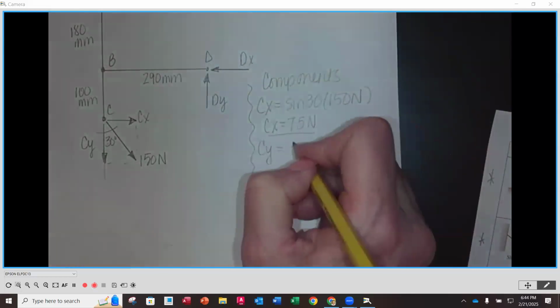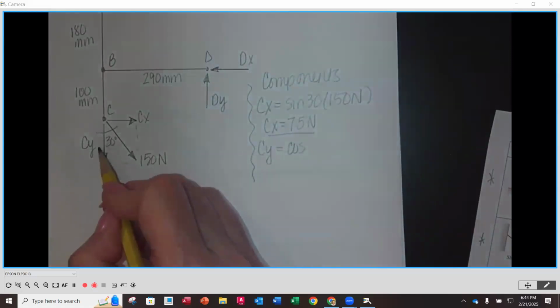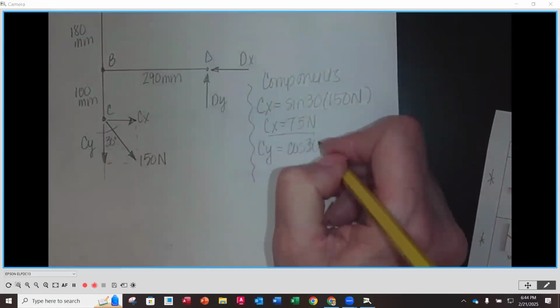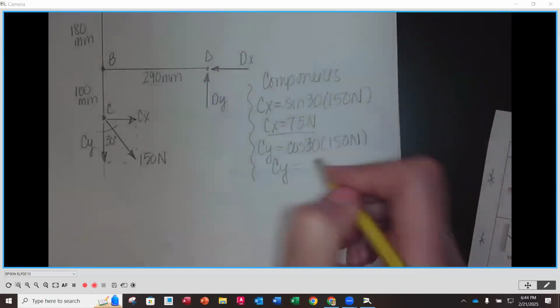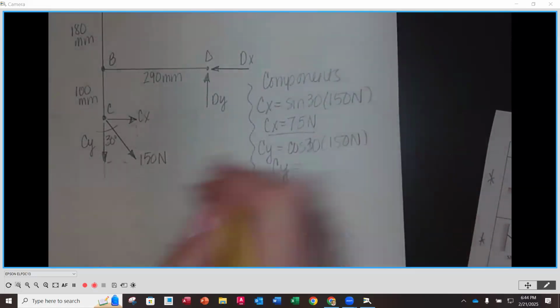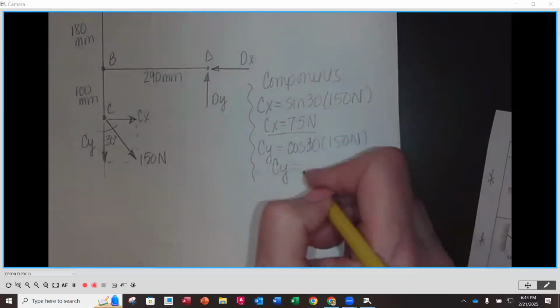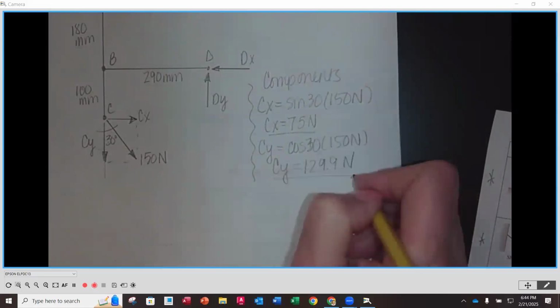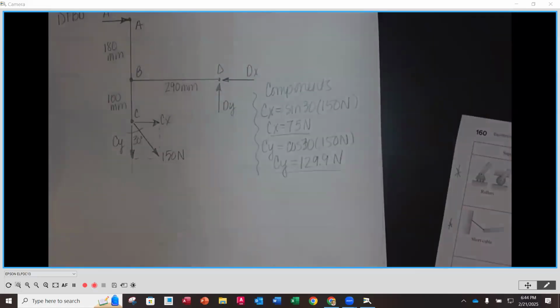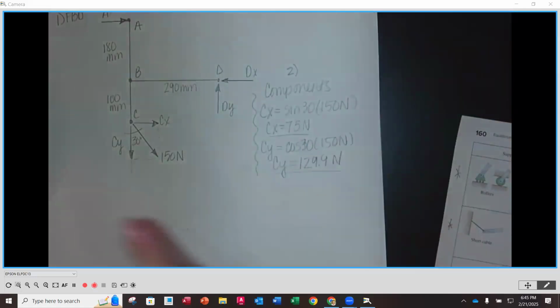And our CY is going to be the cosine, side adjacent, of 30 degrees times the hypotenuse, which is 150. So CY is 0.866 times 150, and we get 129.9 newtons. Those we have definitive numbers for, so we can use them. We don't have to put them in terms of the hypotenuse. All right, so that's step number 2.